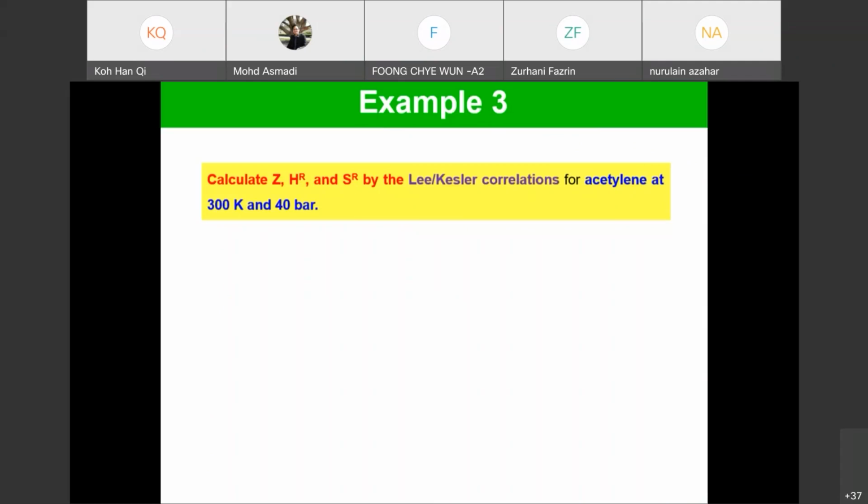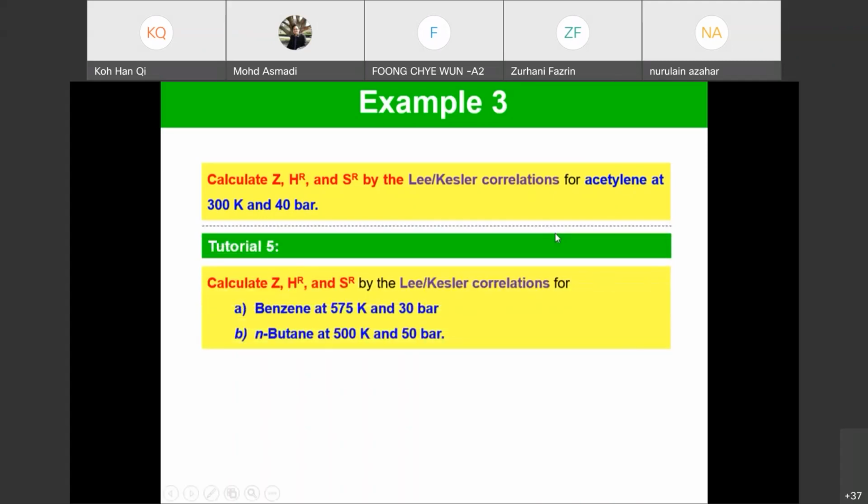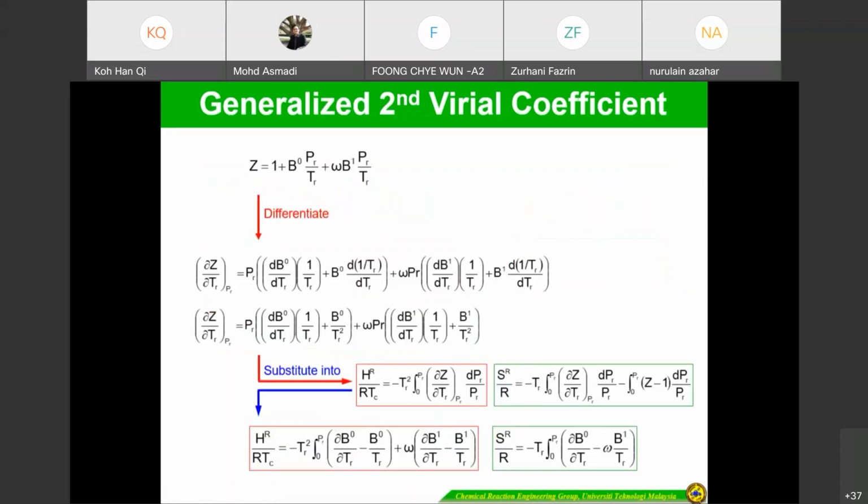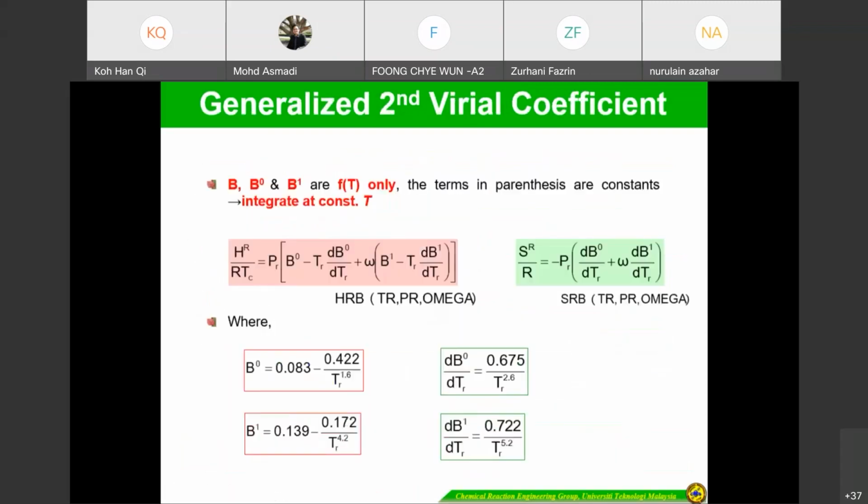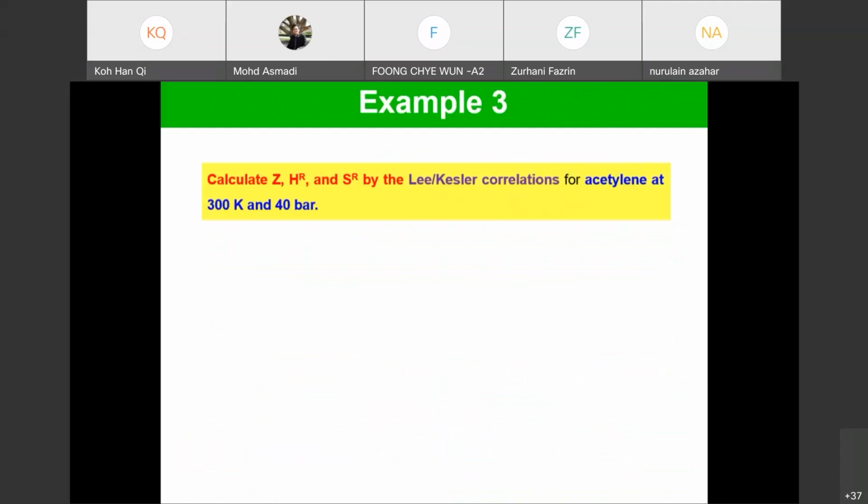So calculate Z, HR and SR by the Lee-Kessler correlation for acetylene at 300 Kelvin and 40 bar. Of course Lee-Kessler, because it's 40 bar. If it were 20 bar, we would choose virial. So what you have to do is just refer to the previous equation for HR and SR. What is the information that you require to determine this?